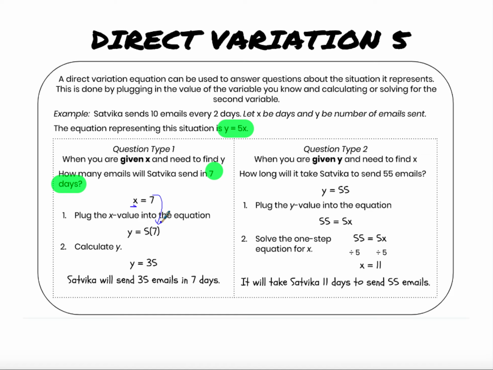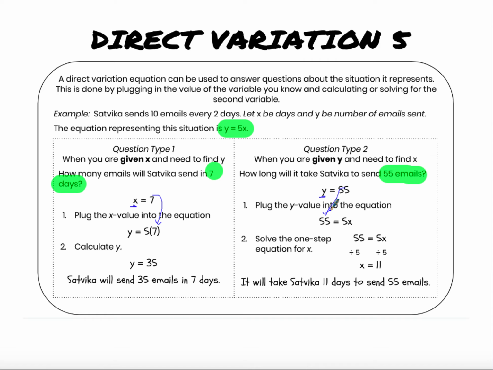For the second question type, we are given y and need to find x. So in this example, we're asked, how long will it take Satvika to send 55 emails? I know that I'm given y in this case because of the key word emails. Emails is y. So since I'm given y, I'm going to plug 55 in for y in my equation. So 5x equals 55. Now I end up with a one-step equation which I know how to solve. I divide both sides by 5.